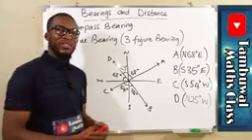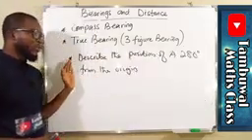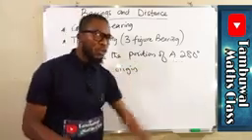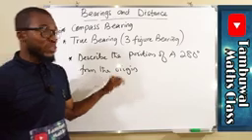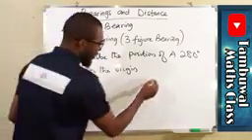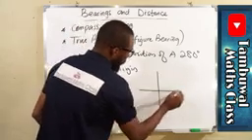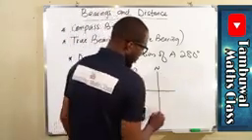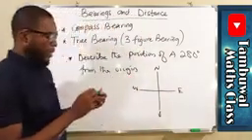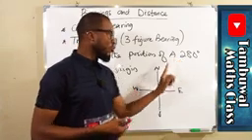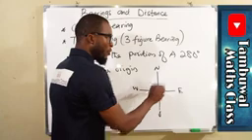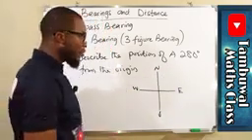So let us see other questions. This is the question we have. It says we should describe the position of A 280 degrees from the origin. Remember, we are talking about compass bearing. In compass bearing, we have these cardinal points. This is north, this is south, this is east, and this is west. To describe this position, we are going to measure from origin because it says from the origin. This is the origin north. We want to measure 280 degrees from the origin.